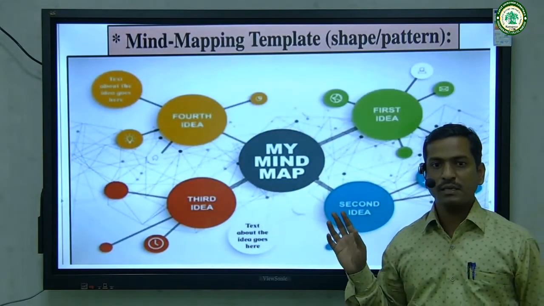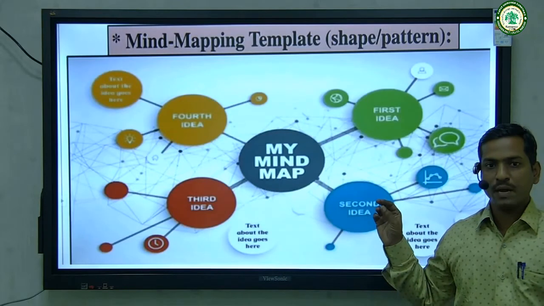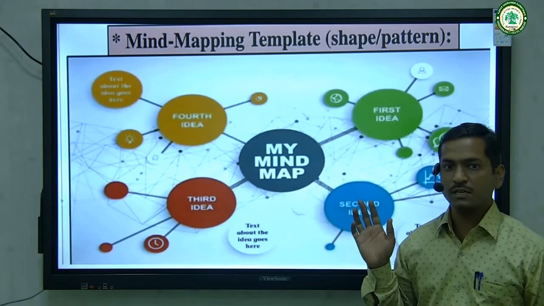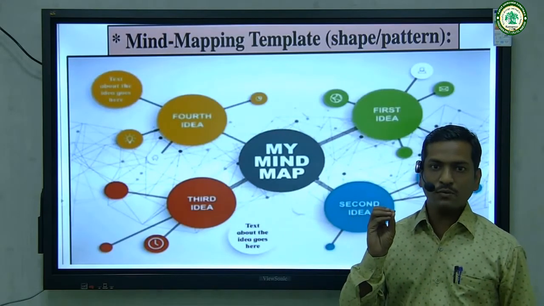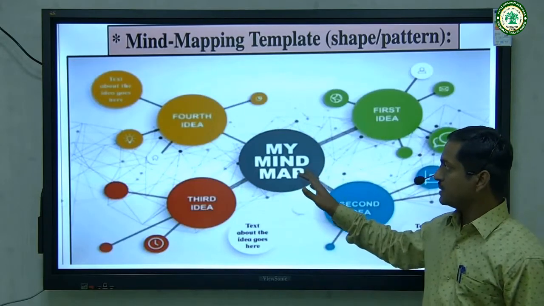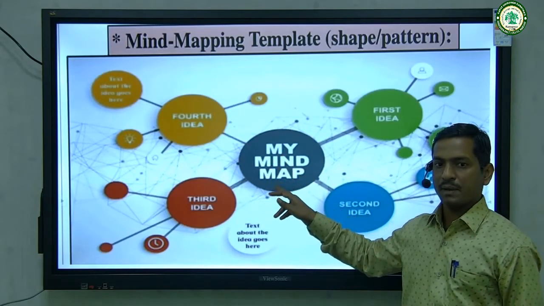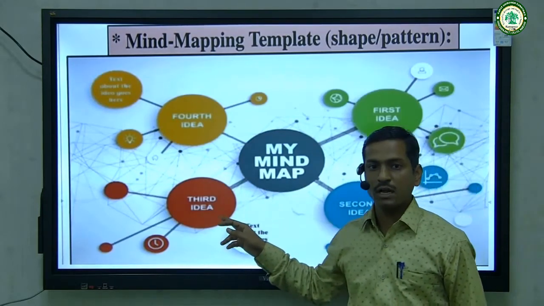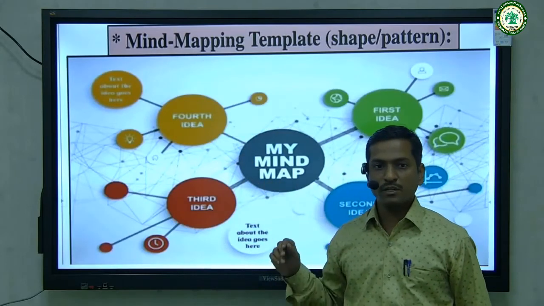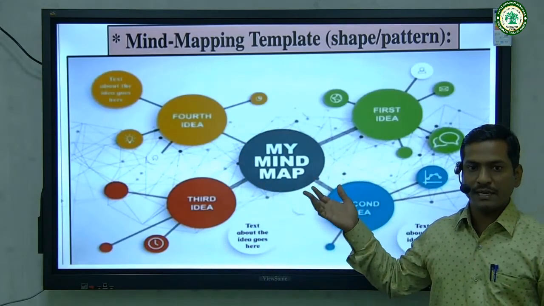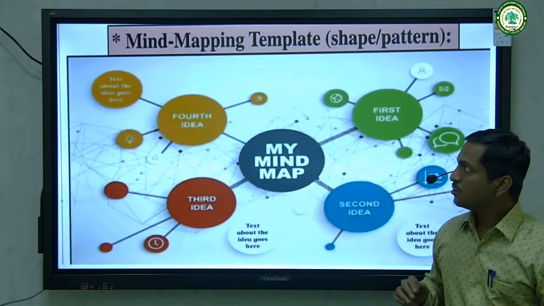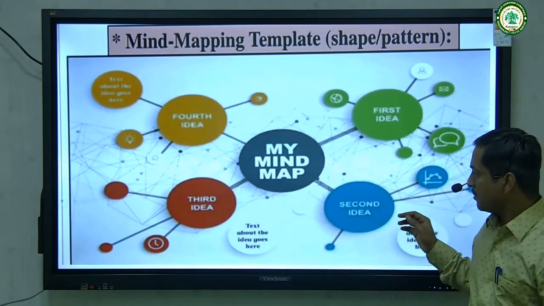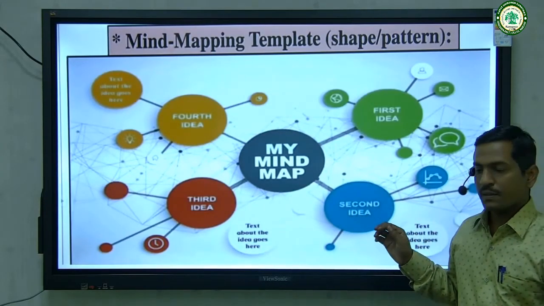Okay, here you can see a mind map, or we can say my mind map. It is a kind of template or a shape or pattern. Such a pattern or shape you can use while doing a mind map. You can see here the central idea, that is mind map, and you can add a first idea, then a second idea, a third idea, then a fourth idea. You can also add sub ideas to your secondary ideas. So with the help of this shape or pattern, you can add such patterns in your mind mapping.